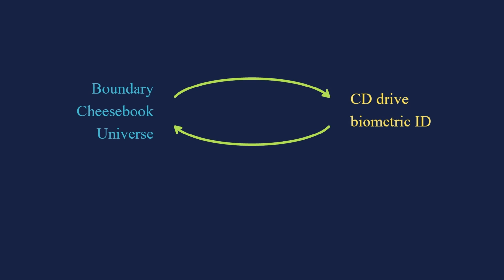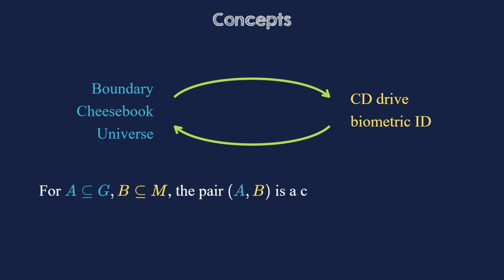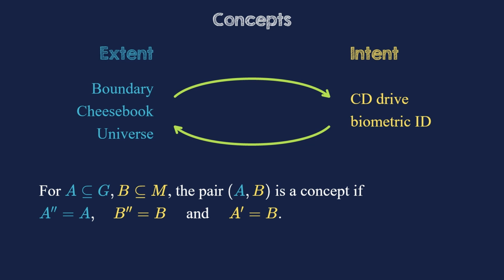We call this unit a concept. More formally, a concept is a set of objects A and a set of attributes B such that A double prime is A, B double prime is B, and A prime is B. The object set A is then called the extent of the concept and B the intent.